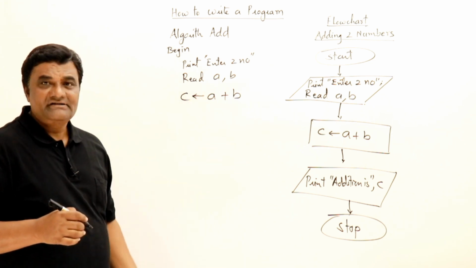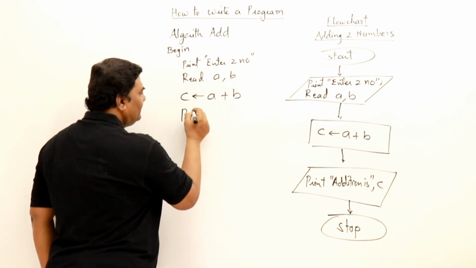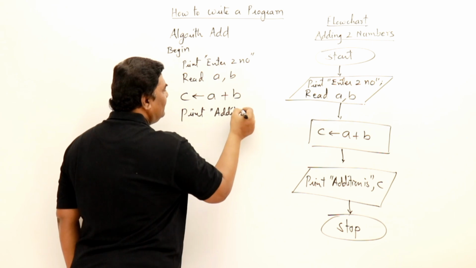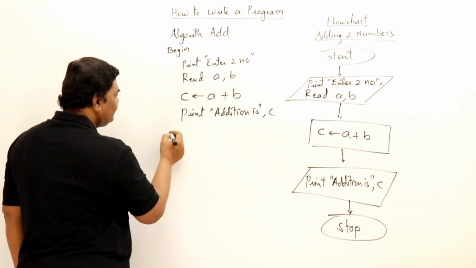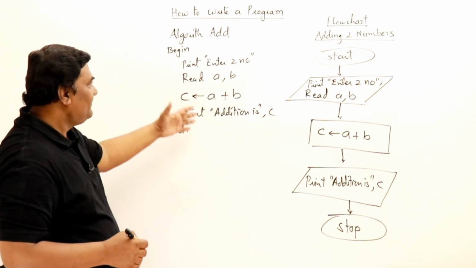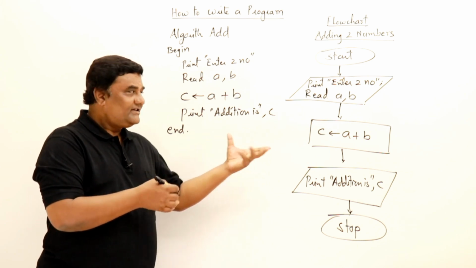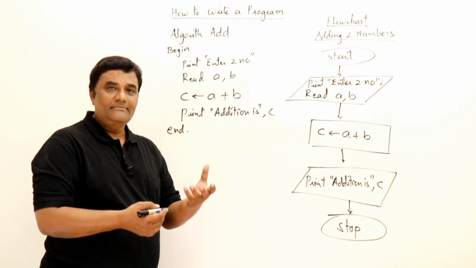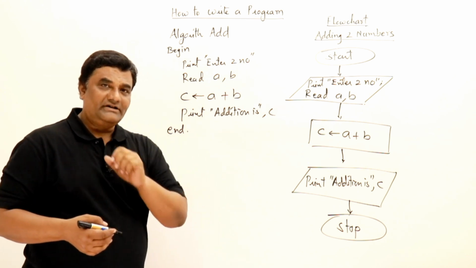Now next step is printing: addition of numbers is so and so. So print addition is C. So this is the result. And this is the end of our algorithm. So those steps I have combined and written as an algorithm. This is the beginning, everything looks simple, right? As we go on writing more programs, this may become a little lengthy or complex. So slowly we'll move to it.